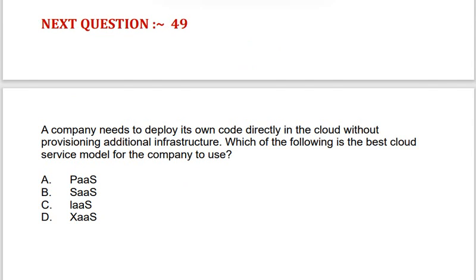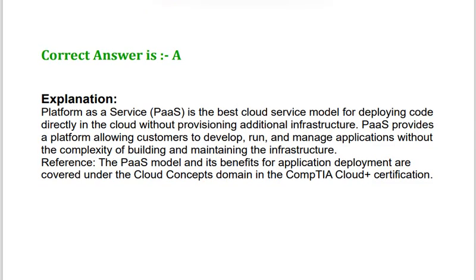Question is, a company needs to deploy its own code directly in the cloud without provisioning additional infrastructure. Which of the following is the best cloud service model for the company to use? Option A PaaS, Option B SaaS, Option C IaaS, Option D XaaS. Correct answer is option A.